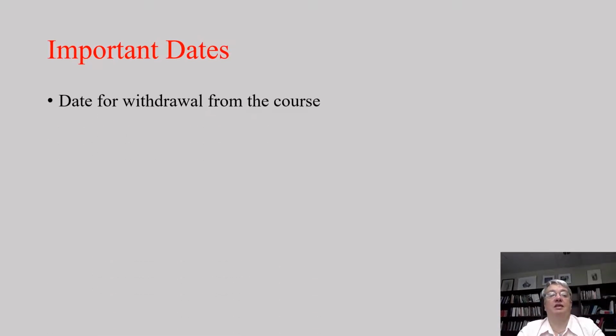There will be important dates listed on the syllabus. The date for withdrawal from the course is one to note. Sometimes the course is just not for you, and you decide you'd like to withdraw from it and try something else. The date for withdrawal from the course or the term without having an academic penalty, without a note on your transcript, is always noted on the syllabus.